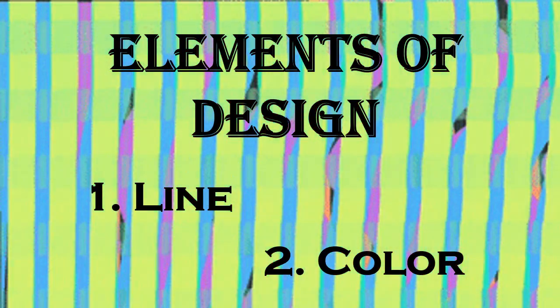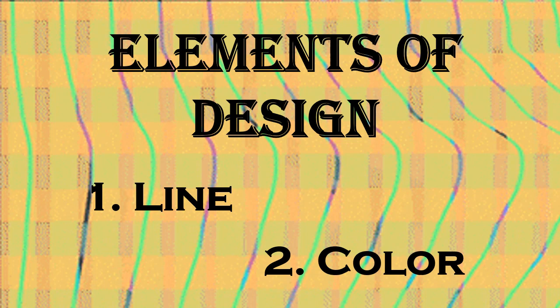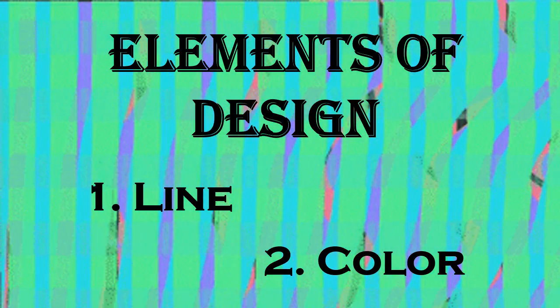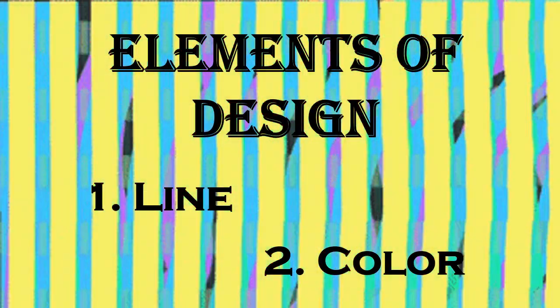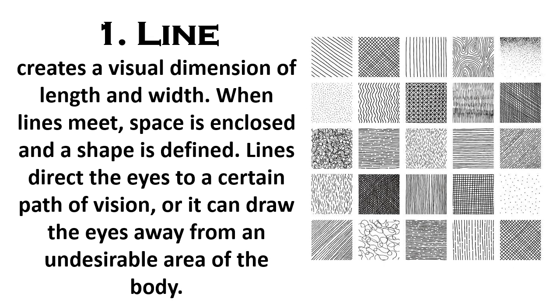Elements of design. Number 1, line. Number 2, color. Number 1, line. Creates a visual dimension of length and width. When lines meet, space is enclosed and a shape is defined.